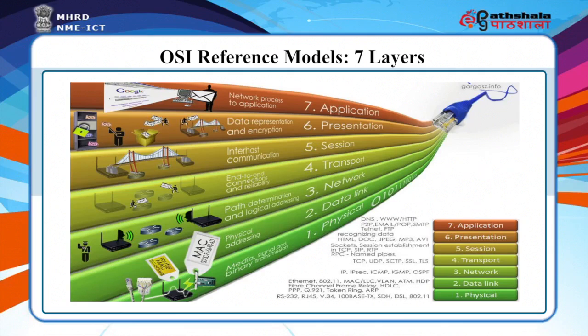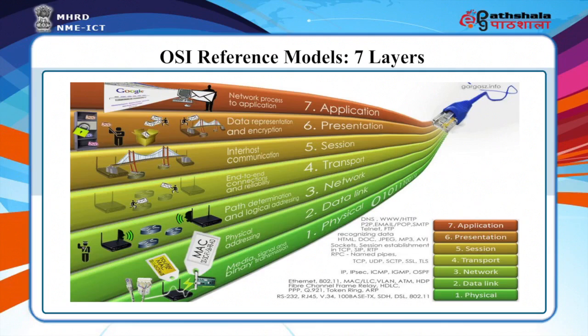And domain name resolving, DNS: when I give a name like www.google.com, it is resolved to an IP address. That is an application's job, DNS, domain names. Email, POP, SMTP, Telnet, FTP, all these are application layer protocols. Then encryption, formatting, and recognizing data, JPEG, MP3, AVI, doc, all these presentation things are defined by the presentation layer.